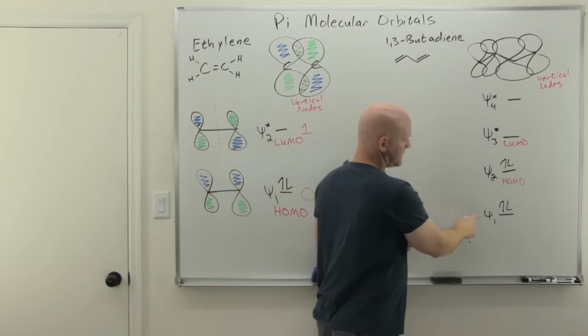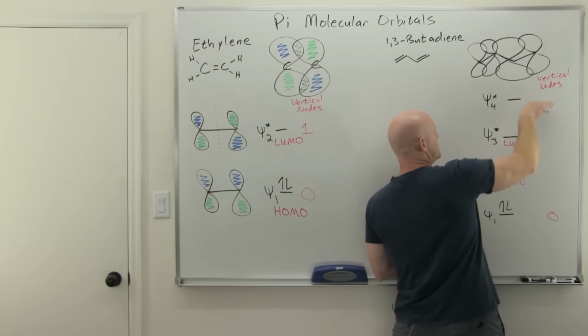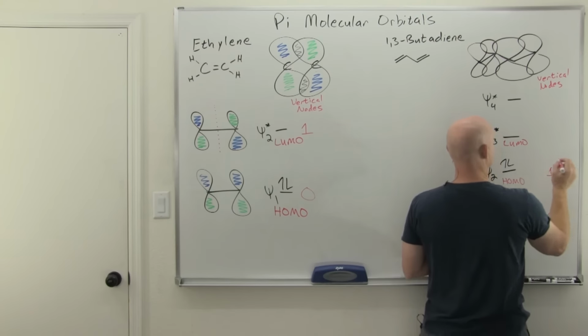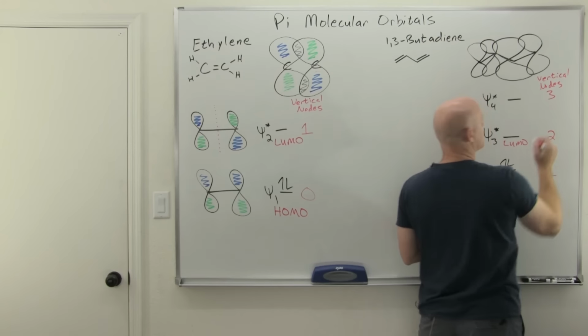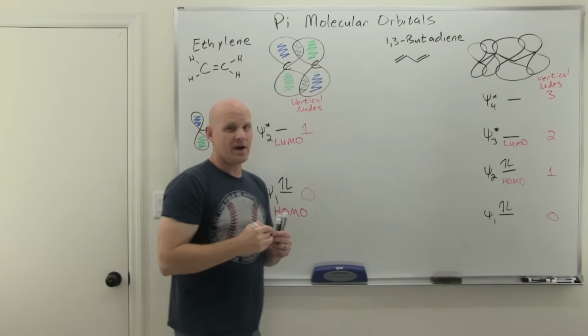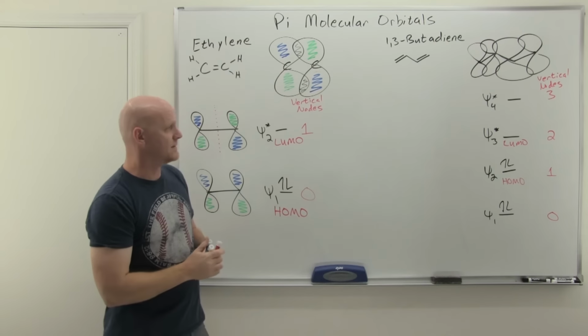So in this case, your lowest energy molecular orbital always has 0 vertical nodes. And again, every energy level you go up, you gain another vertical node. So psi 2 has 1 vertical node, psi 3 star will have 2, and psi 4 will have 3. It always works out that way, and that's often a useful tool for helping us draw some of the more complex diagrams.